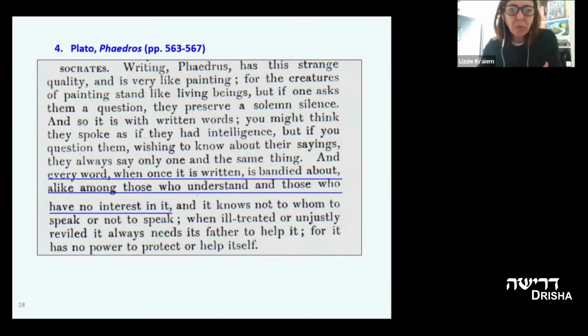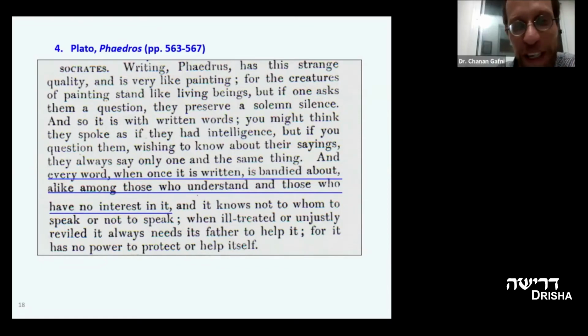And every word, when once it is written, is bandied about, alike among those who understand and those who have no interest in it. And it knows not to whom to speak or not to speak. When ill-treated or unjustly reviled, it always needs its father to help it, for it has no power to protect or help itself.